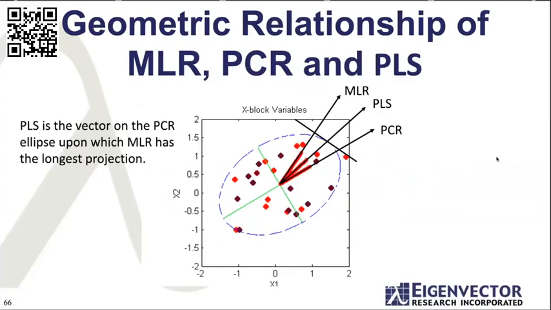One of the things that Sijmen de Jong came up with, the person who came up with the SIMPLS algorithm, is that PLS is the regression vector that is perpendicular to the MLR vector. If you drew a line perpendicular there and brought it down to touch this Hotelling T-squared surface, PLS is the vector that has the longest projection onto the Hotelling T-squared on that line perpendicular to the MLR regression vector.